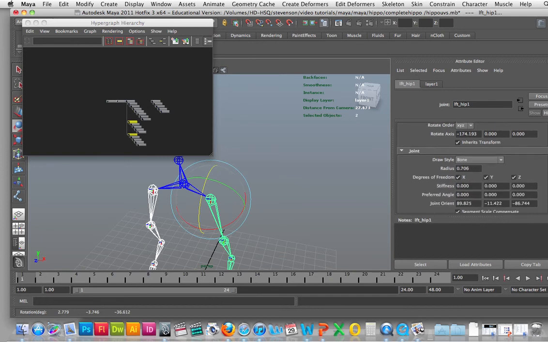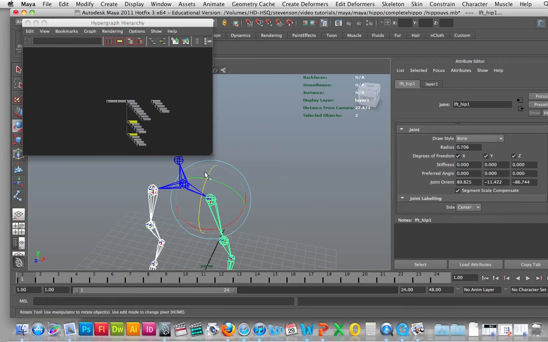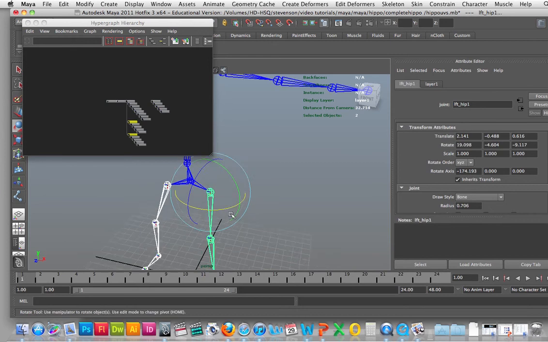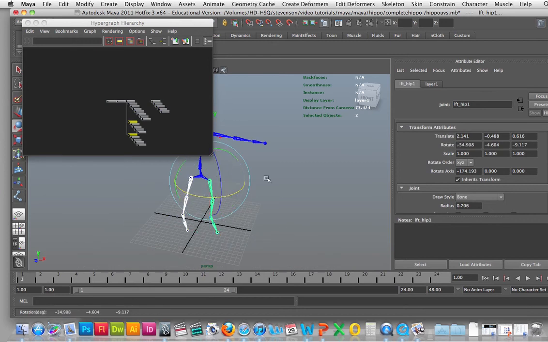If I go here, the joint orientation, I was in the correct section here. When you're translating it, the transformation attributes are going backwards and forwards. But when you try and turn it, you'll find that they're moving together, but they're not independently able to mirror each other's movements. So I'm going to undo that.